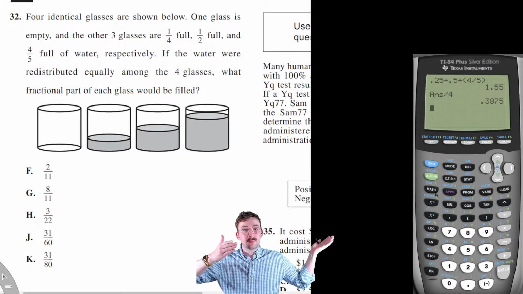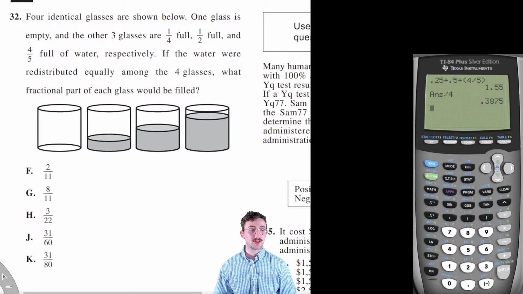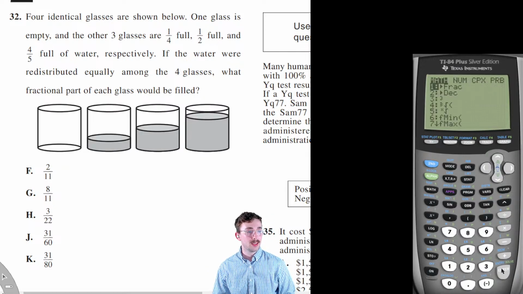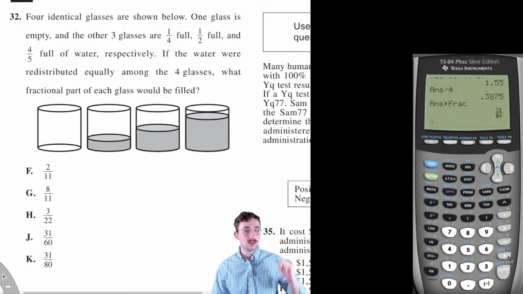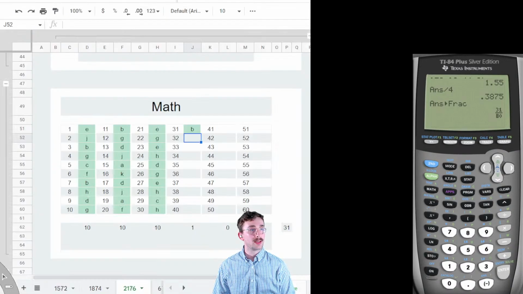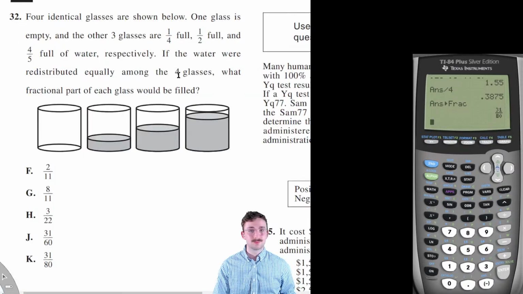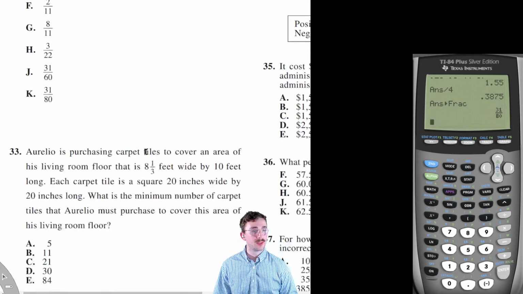Oh no, that's a decimal. Those are fractions. What do? Hit math, enter, 31/80. So that would be K. Let's go ahead and check that answer. And there it is. Moving right along today.